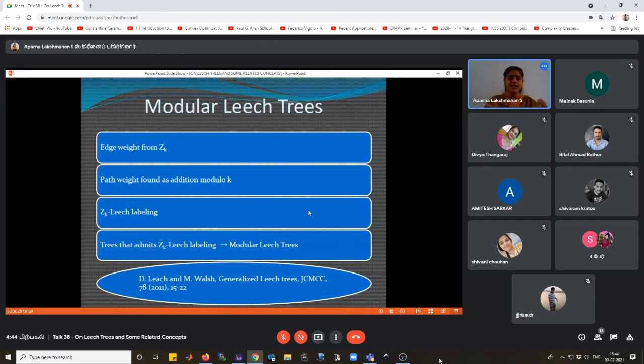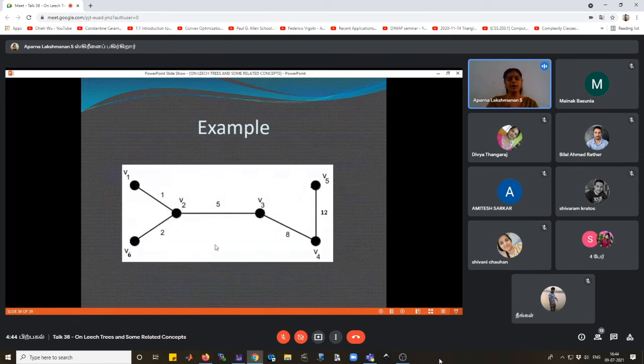Okay. So modular leech labeling was also called Z_k leech labeling. So we are taking edge weights from the set Z_k. The concept was introduced by David Leech and Michael Walsh in the paper Generalized Leech Trees in JCMCC in 2011. Here you have an example of a modular leech tree on 6 vertices. So here you are taking the value of k as 16. You are taking the edge labels from the set Z_16. So you are taking modulo 16.